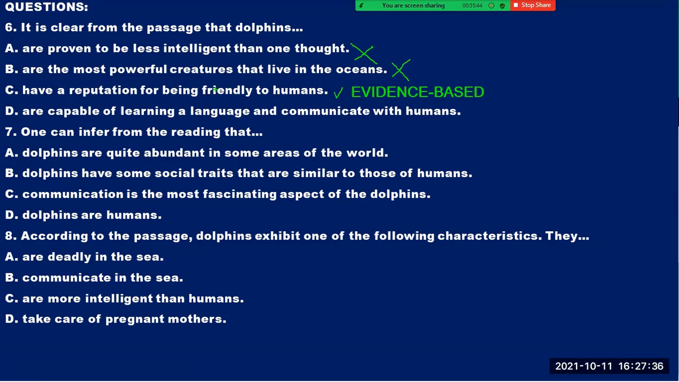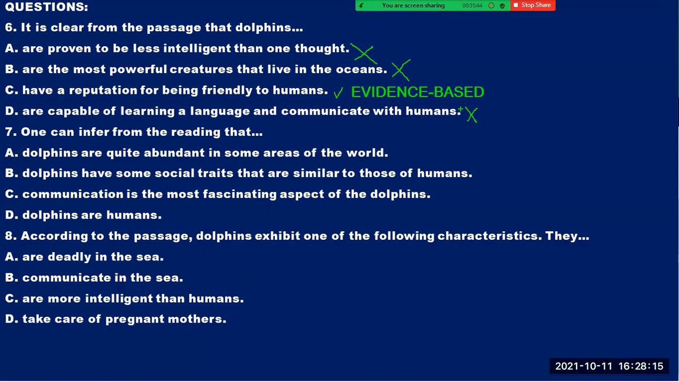So we can say that, yes, they have a reputation for being friendly to humans, but we have to go back to confirm that. D, they are capable of learning a language and communicating with humans. No, we were not told that. What we were told is that what is more probable is that they communicate with one another without using words. They use a language, but we were not told that they have the capacity to learn language. And we were not told that they can communicate with humans. So that is absolutely incorrect.